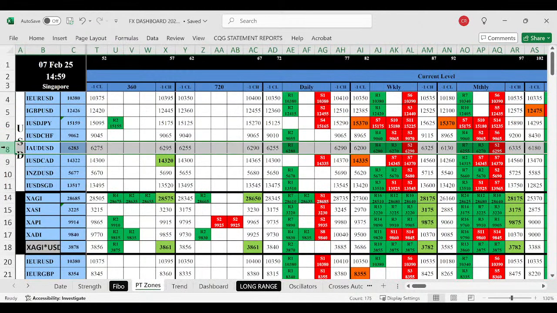Looking at the PT zones, as I said, there is no selling force involved, only buying. We should be looking to buy. Right now the market is trading at 62.80. We should be looking to buy near 62.60 or 62.75, either of these two levels, because this is where the support is.